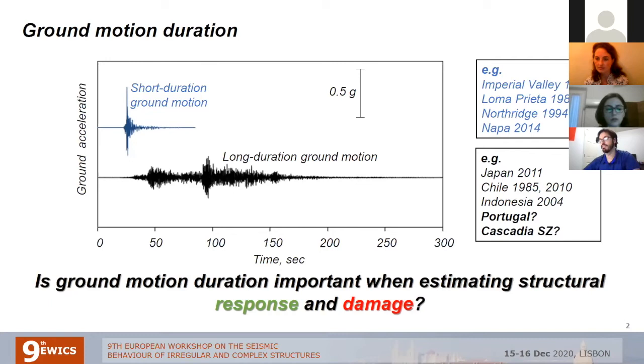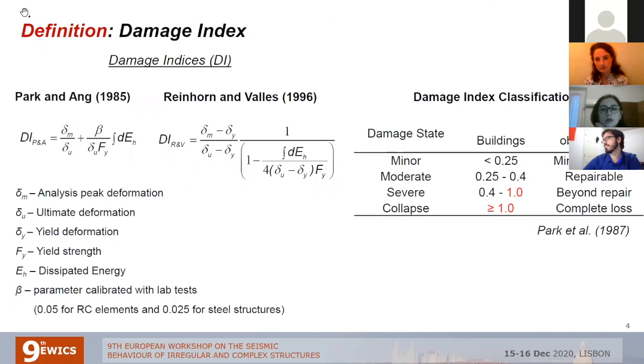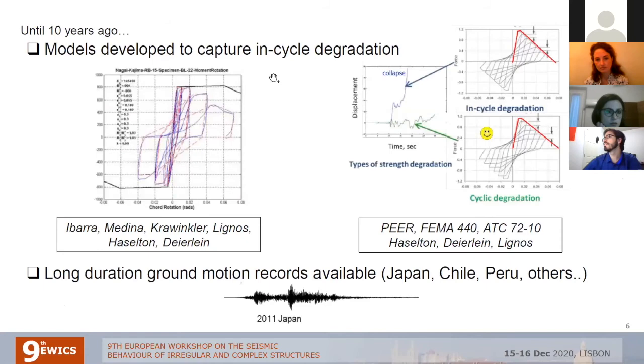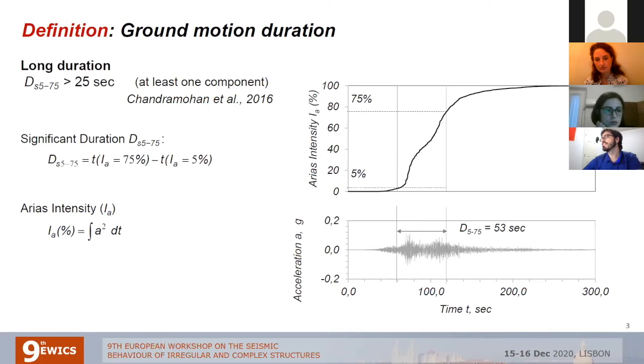So the research question here is: is ground motion duration important when estimating structural response and damage? To answer that question, we need to define ground motion duration. We classify long duration ground motion as a ground motion that has a Husid intensity between 5% and 70% that lasts more than 25 seconds, following the work of Chandramohan et al.